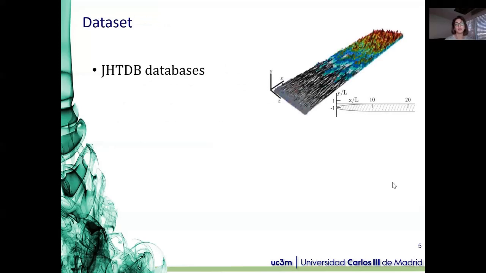The basis of the dataset generated here is the transitional boundary layer database available in the Johns Hopkins Turbulence Databases. It consists of a direct numerical simulation (DNS) of the incompressible flow over a flat plate with an elliptical leading edge. The full simulation domain is shown here.